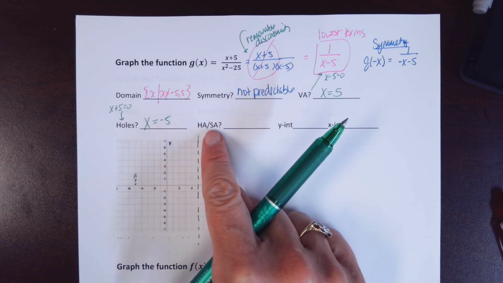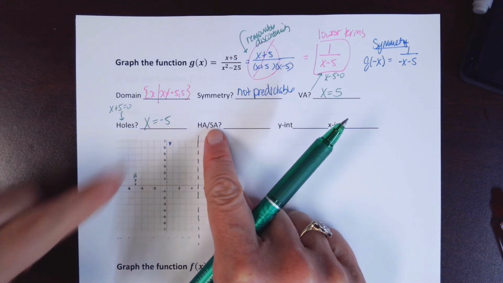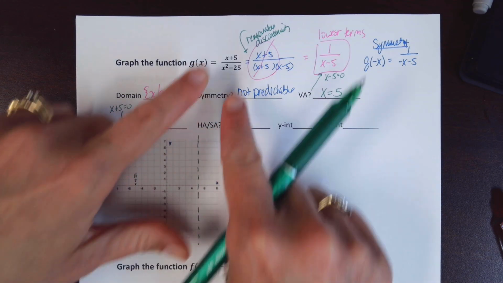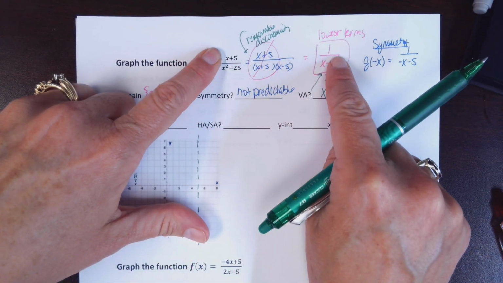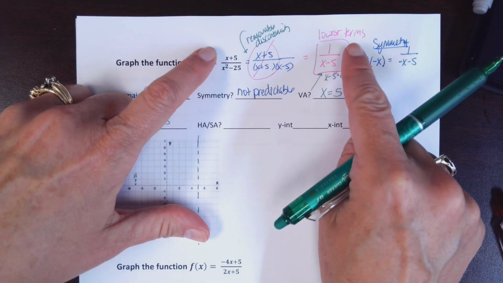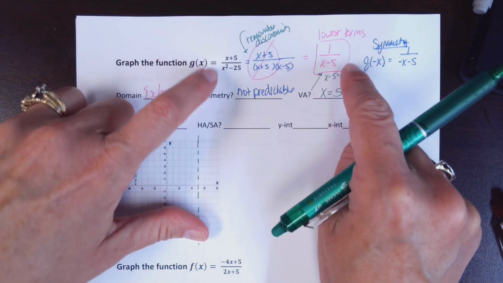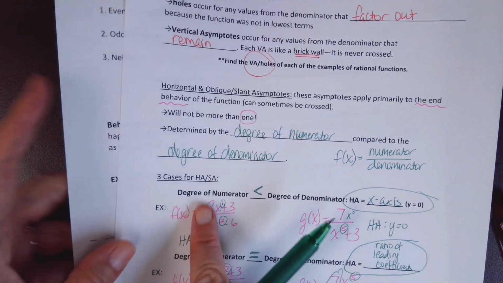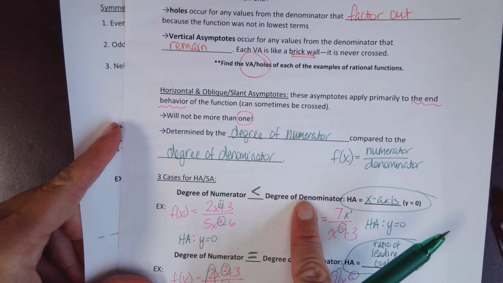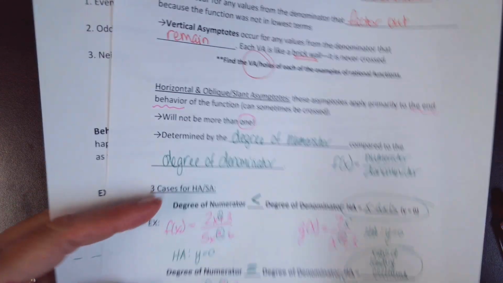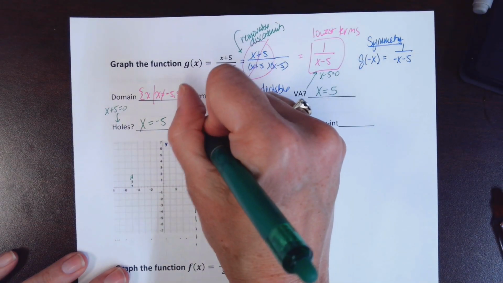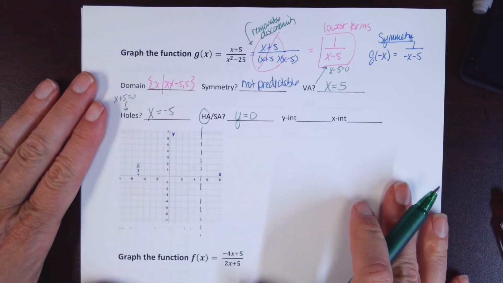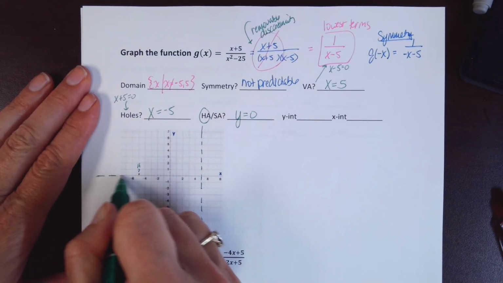Next, I have to decide if it's a horizontal or a slant asymptote. So I need to compare the degree of the numerator to the degree of the denominator. I can compare at the beginning or I can compare at the end. Doesn't matter. Either way, the degree of the numerator is less than the degree of the denominator. And if I look back at my notes, when the degree of the numerator is less than the degree of the denominator, I have a horizontal asymptote at the x-axis. So horizontal asymptote at the x-axis is y equals 0. Let's sketch that into our graph.